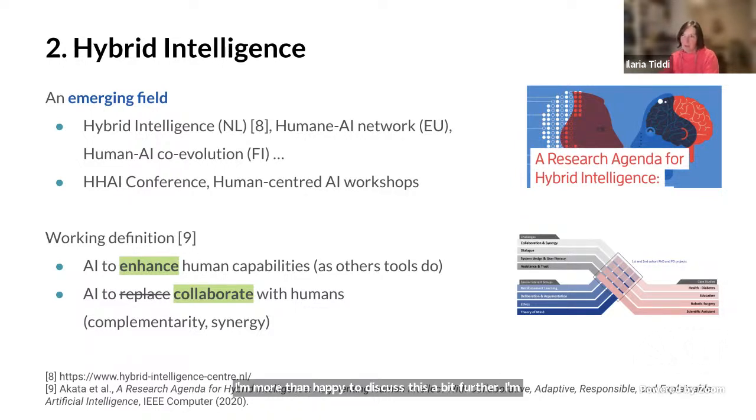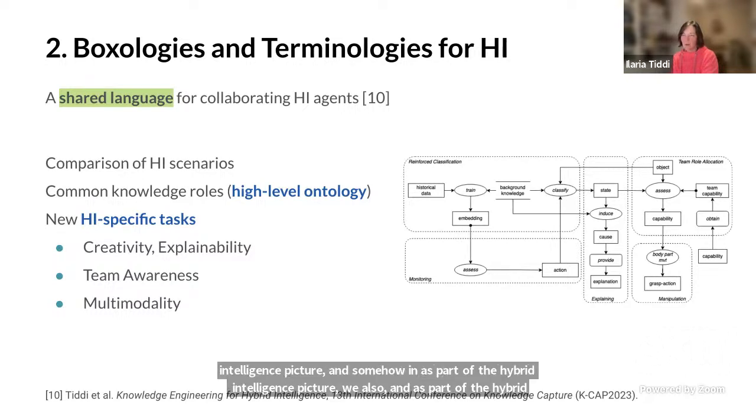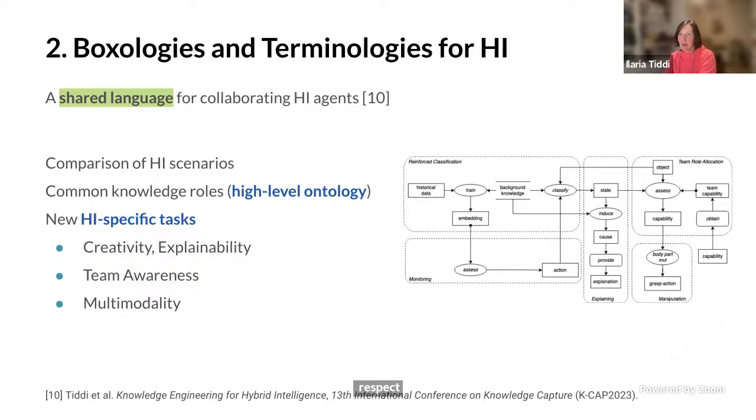as part of the contribution that we could give with ontologies and knowledge graphs with respect to explainability, we also try to work on a number of what we call boxologies or terminologies for hybrid intelligence, mostly to establish a shared language between agents in the same team that would collaborate with each other.